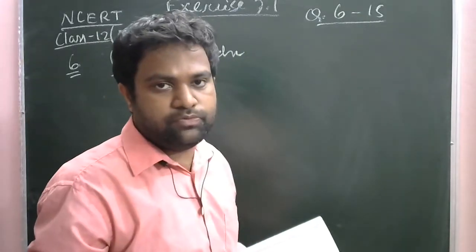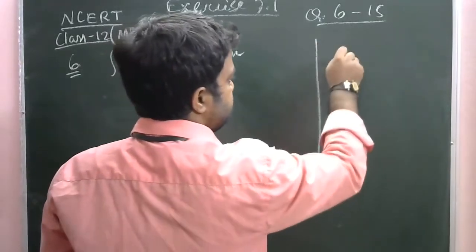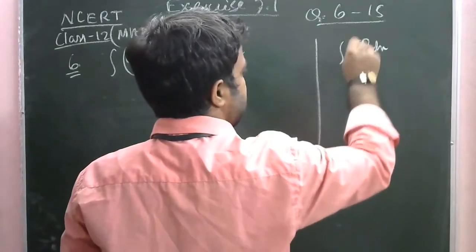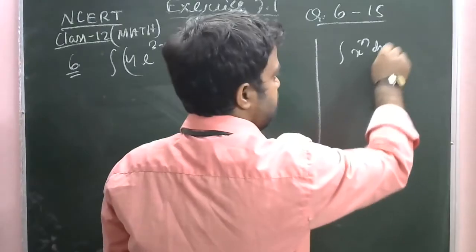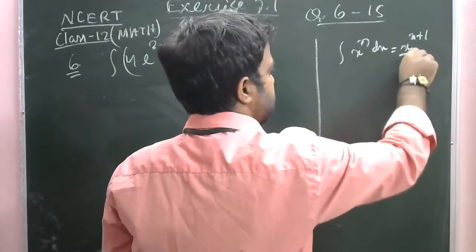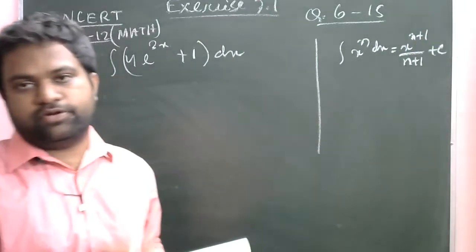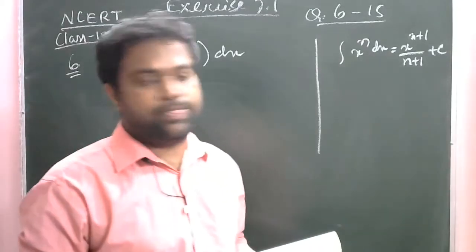So before I solve the problems, I hope all of you know the formulas, but still, let me remind you of some basic formulas. Integration of x to the power n dx. If the power is n, then the formula is x to the power n plus 1 by n plus 1 plus c. C is a constant which will come for indefinite integrals. These are indefinite integrals, so it will of course come.